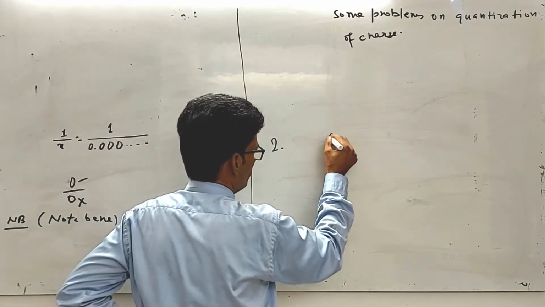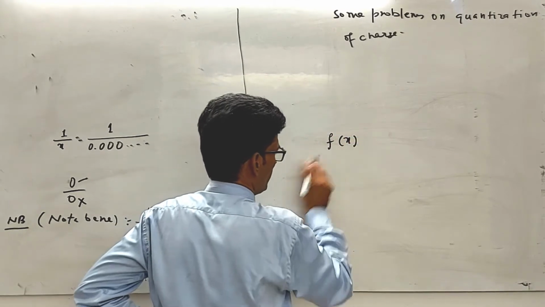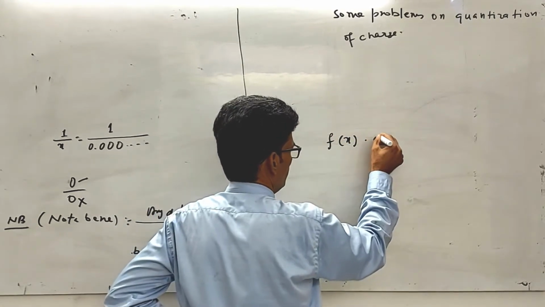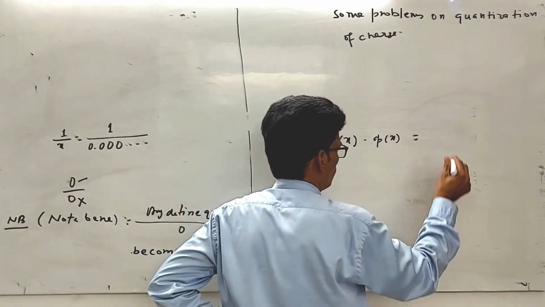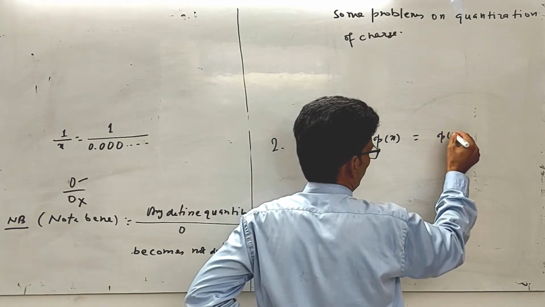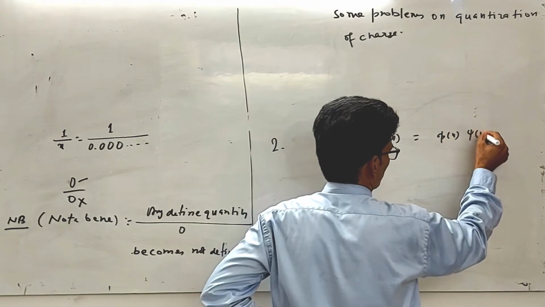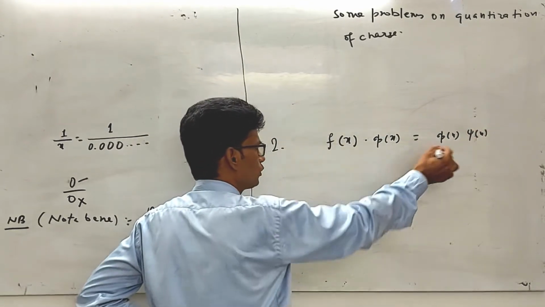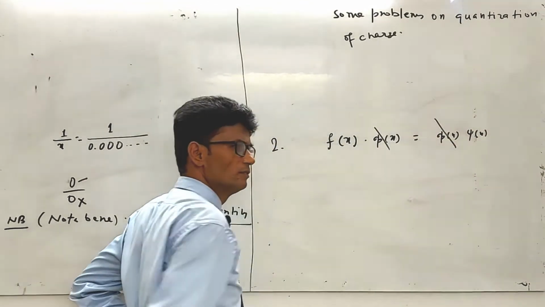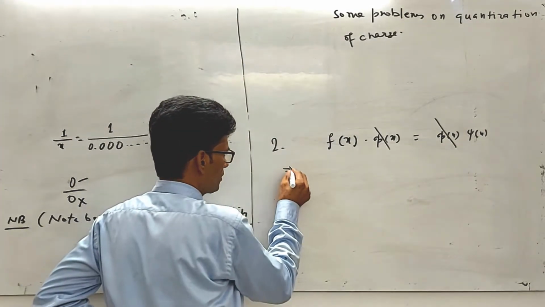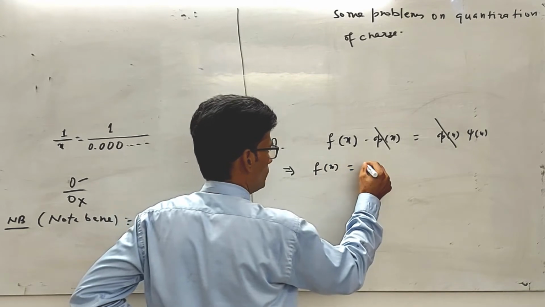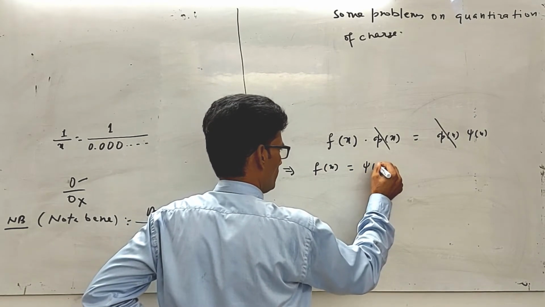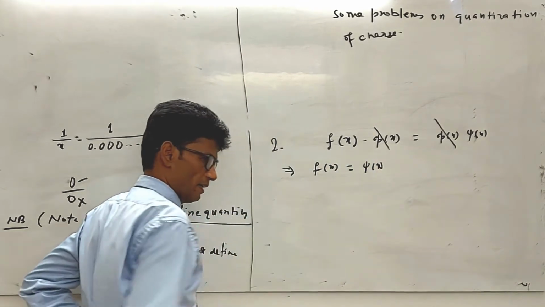So we have a relation like f of x, phi of x equal to phi of x into psi of x. Generally what we do is phi of x is cancelled out. This gives f of x is equal to psi of x, and this we are going to solve and get the answer.